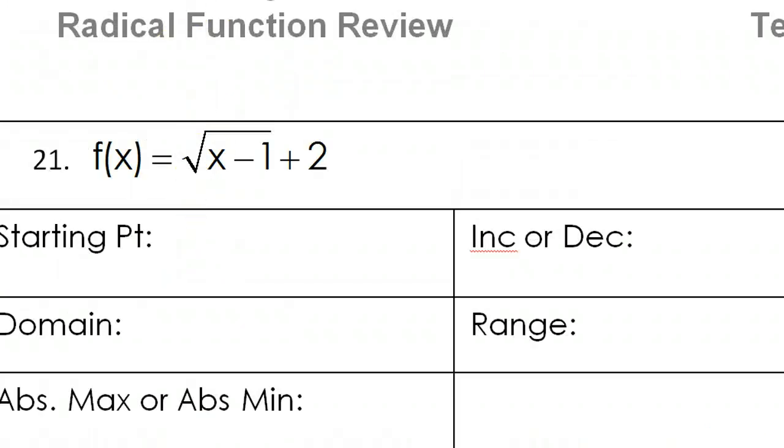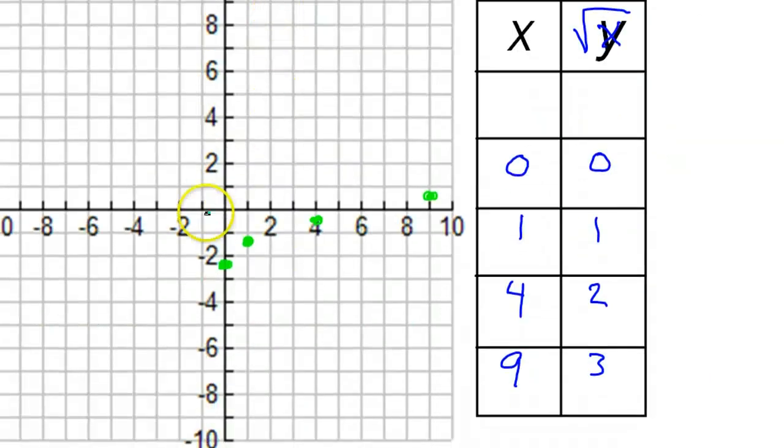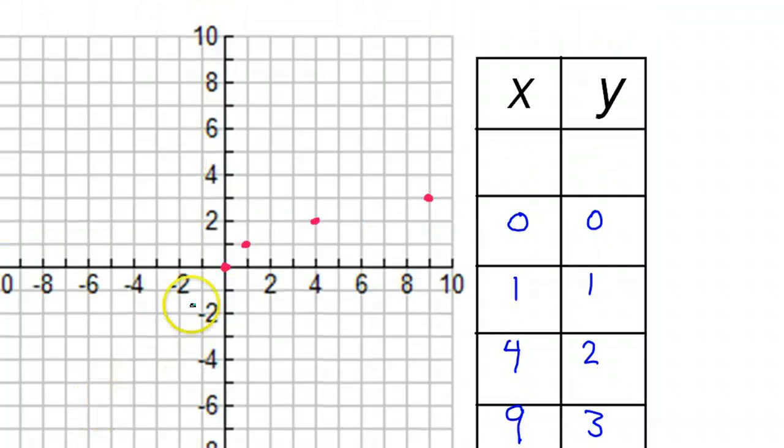So the transformations are, this -1 is going to take us to the right 1, and this +2 is going to take us up 2. So right 1, up 2. So let's move. Why is this shifting around? Alright, so this is the skeleton right here. So each of these points needs to be moved right 1 and up 2.